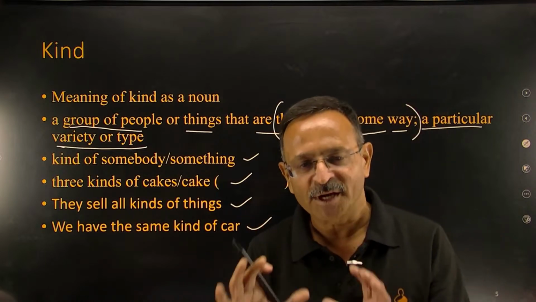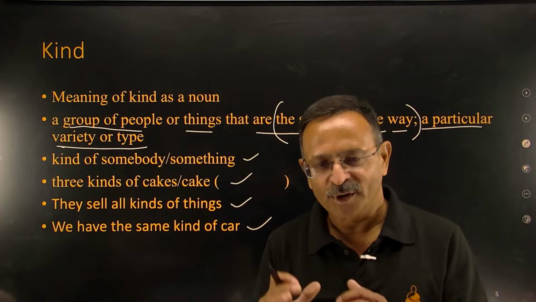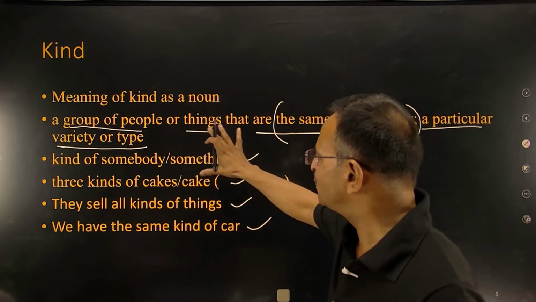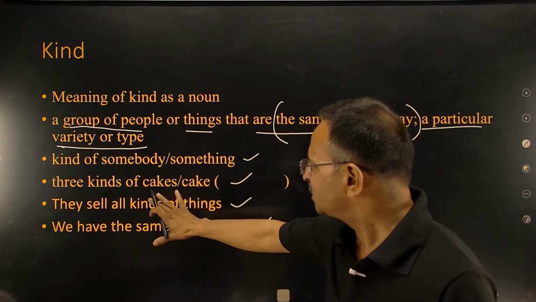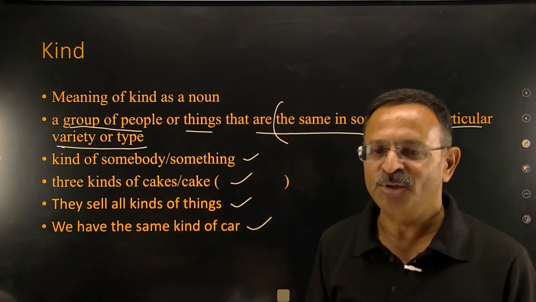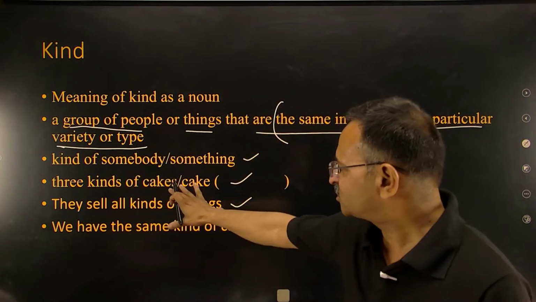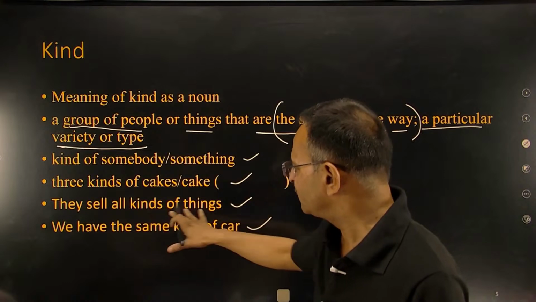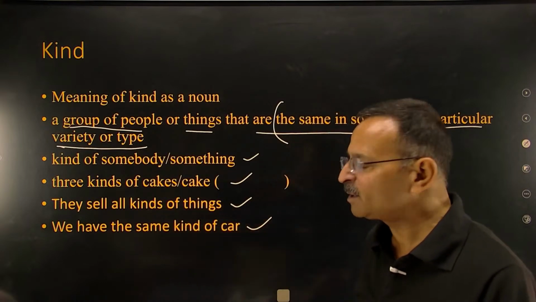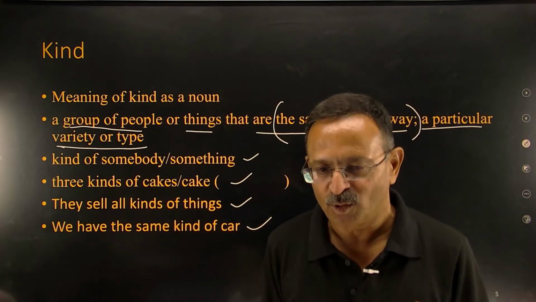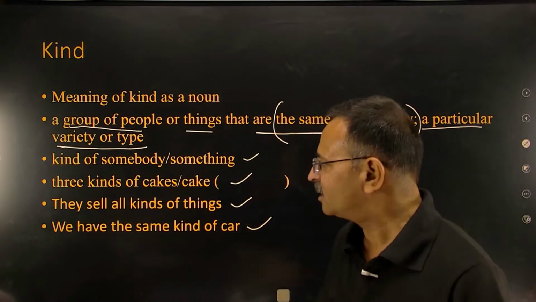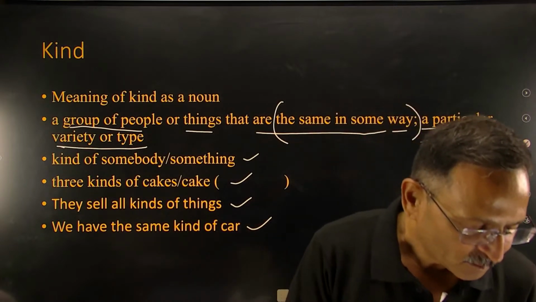So when we are talking about the noun, it connotes a group of people or things. You can say three kinds of cake, so all three types of cakes belong to the same category, or you have the same kind of car, which means it belongs to the same type of car. I hope it is clear.